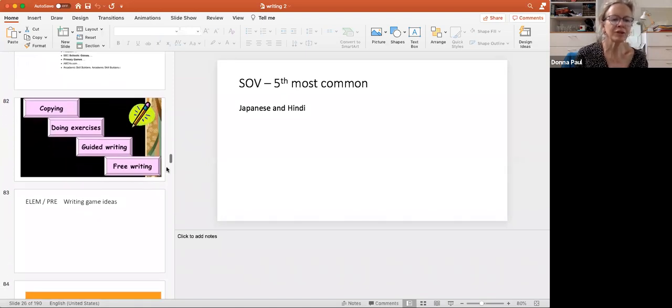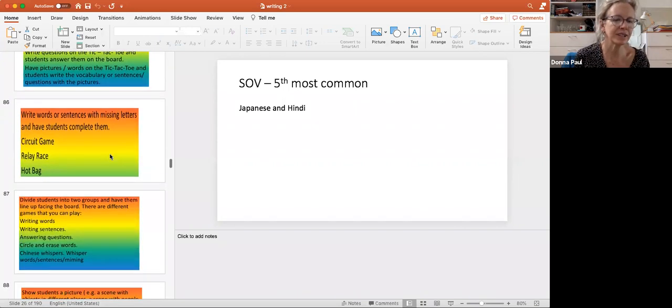So basically, when we're doing writing, we get them to copy it. We do some exercise looking at the grammar. We do guided writing, where we teach them how. Then we get them to do the free writing.